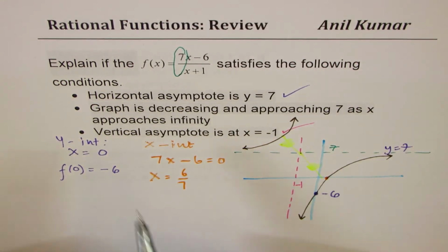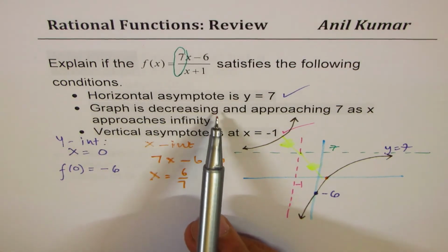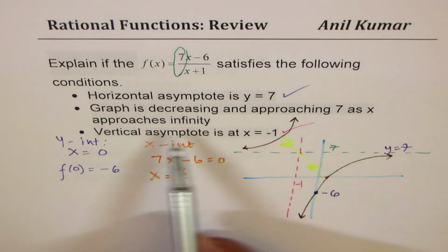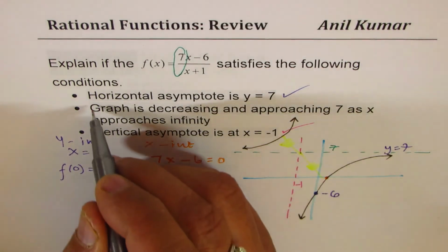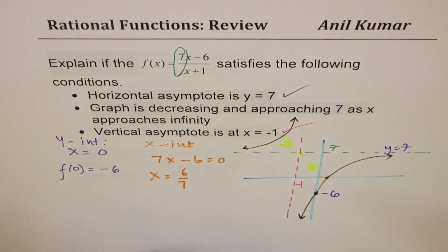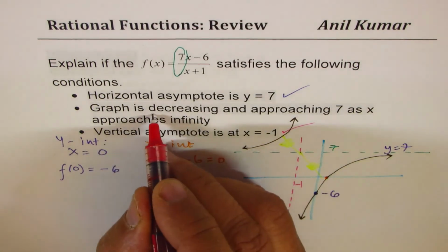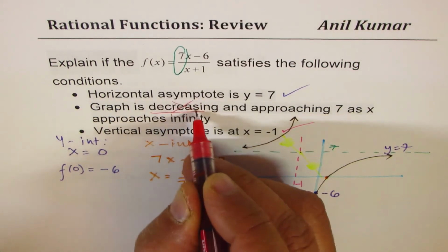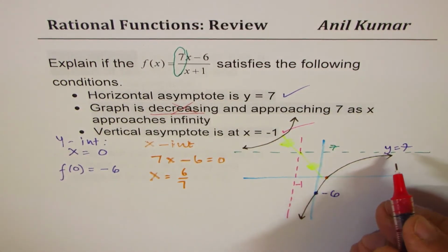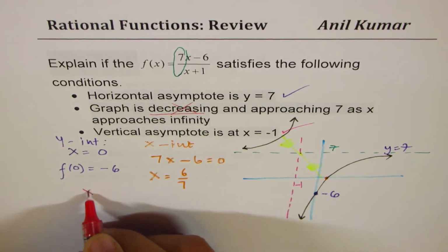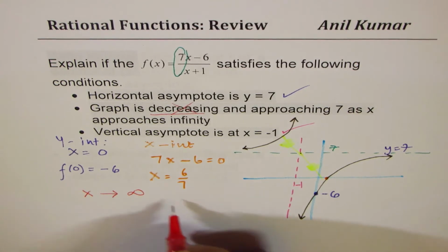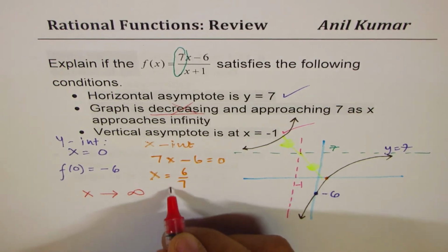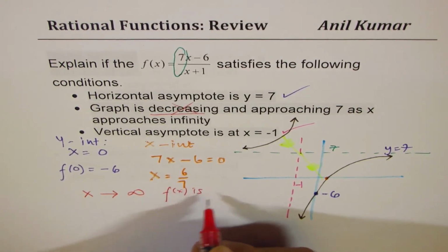Now what do you see? Graph is decreasing and approaching 7 as x approaches infinity. Well, that is wrong. So this part is incorrect. The graph is increasing, not decreasing. So this part is not correct. You can very clearly see that as x approaches positive infinity, f of x is increasing.